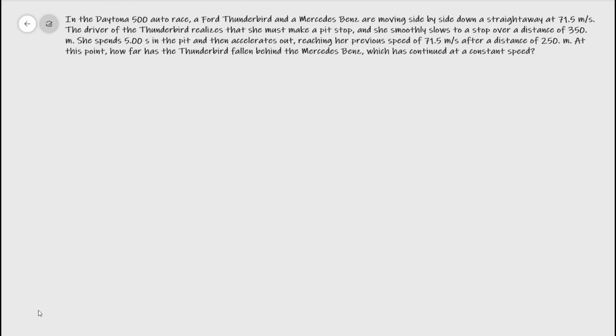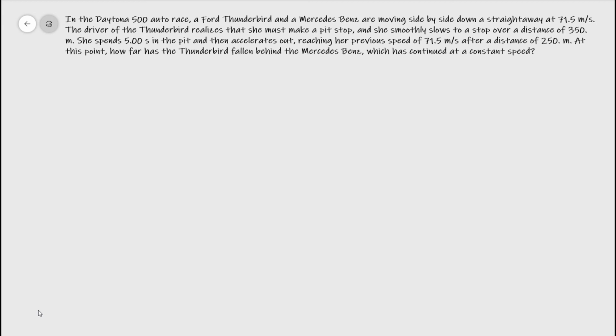In the Daytona 500 auto race, a Ford Thunderbird and a Mercedes-Benz are moving side by side down a straightway at 71.5 meters per second. The driver of the Thunderbird realizes that she must make a pit stop, and she smoothly slows to a stop over a distance of 350 meters. She spends 5 seconds in the pit and then accelerates out, reaching her previous speed of 71.5 meters per second after a distance of 250 meters. At this point, how far has the Thunderbird fallen behind the Mercedes-Benz, which has continued at a constant speed?